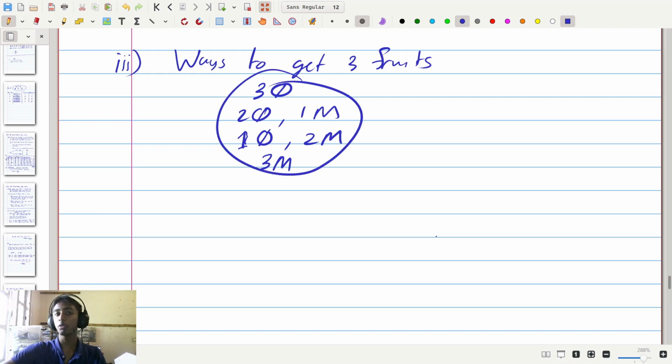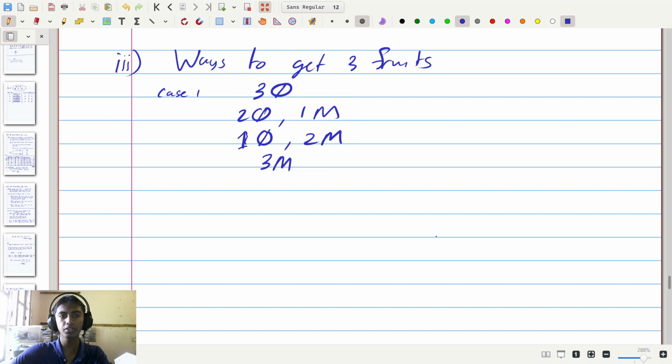So these are the 4 possible cases. In these kinds of questions, it might be handy to label these cases. So I'll call this case 1, I'll call this case 2, I'll call this case 3, and I'll call this case 4.